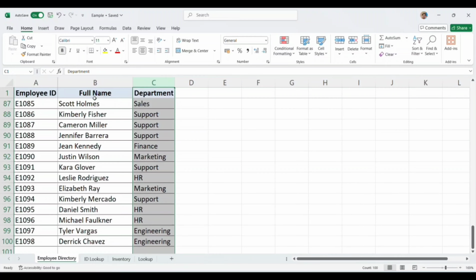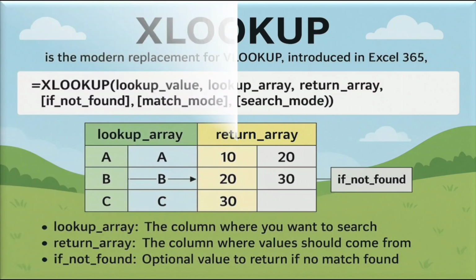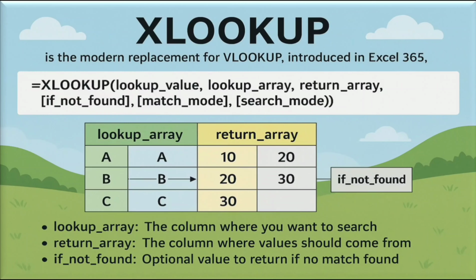Now coming to XLOOKUP. XLOOKUP is the modern replacement for VLOOKUP, introduced in Excel 365. Syntax is equal to XLOOKUP(lookup_value, lookup_array, return_array, if_not_found, match_mode, search_mode), where lookup array is the column where you want to search, and return array is the column where values should come from, and if not found is the optional value to return if no match is found.